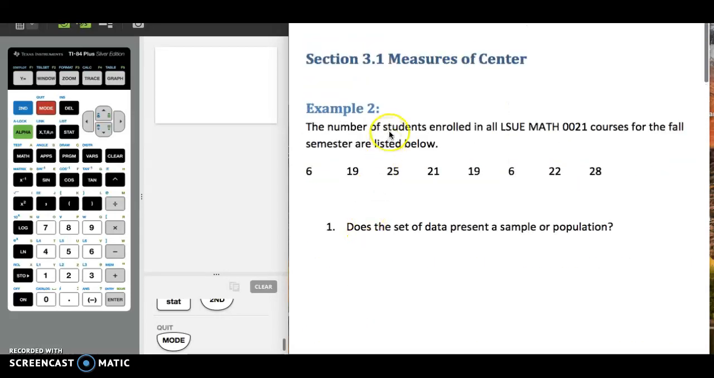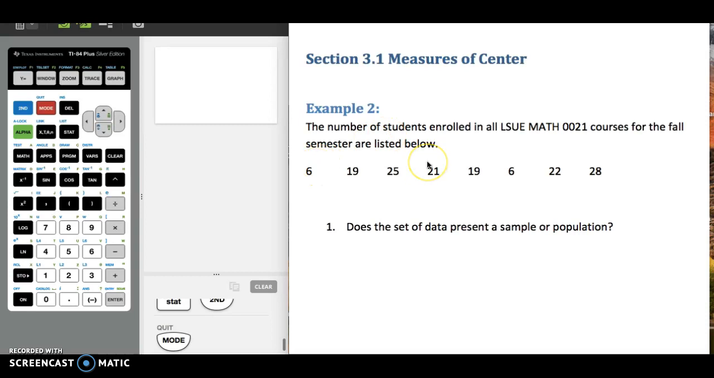So here's a video to demonstrate how to use the TI-84 Plus Silver Edition graphing calculator to calculate measures of center. Here is example 2 from section 3.1. The number of students enrolled in all LSUE Math 0021 courses for the fall semester are listed below.